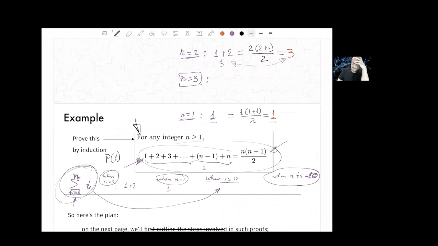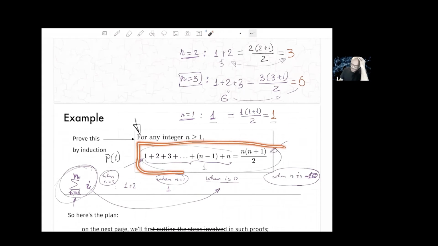for a few values of n. So when n is 3, on the left-hand side I have 1 plus 2 plus 3. And on the right-hand side, I have 3 plus 1 over 2. What is that? Is this 6? On this side, 6 equals 6, right? So the point is that this happens to be valid for a few values of n. But of course, this is nowhere near being a proof. We've just checked a few cases.